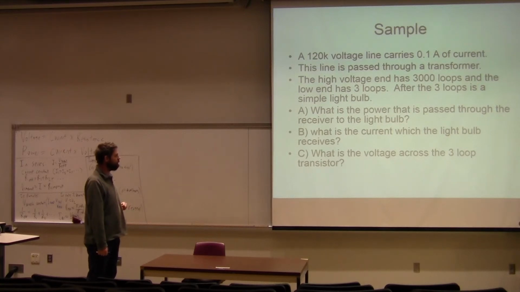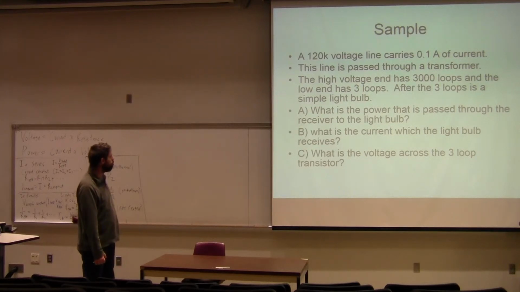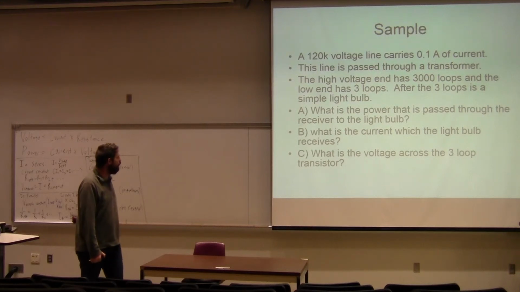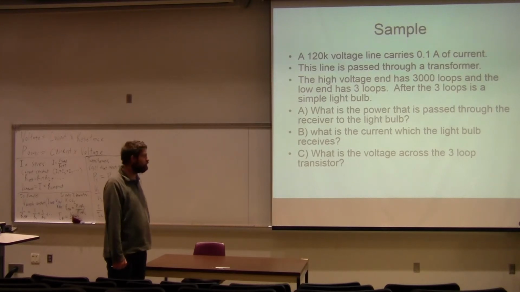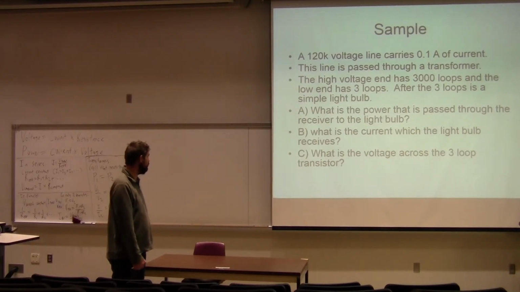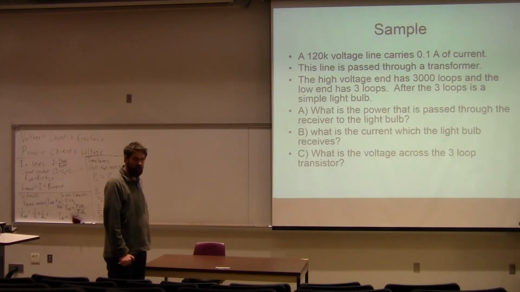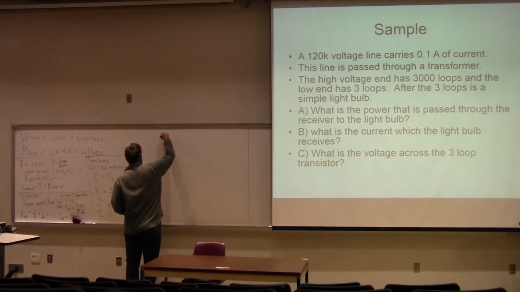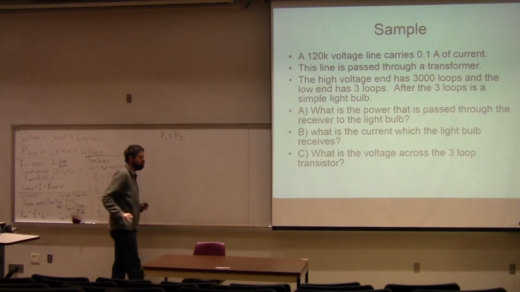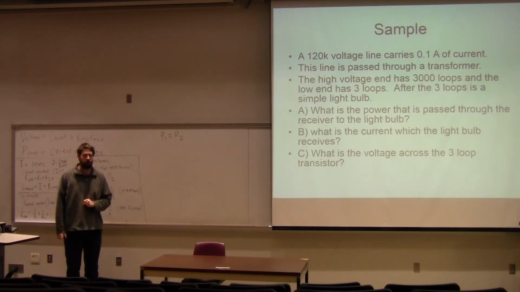So let's solve. A, what is the power that is passed from the receiver to the light bulb? Boy, I may need to explain some of this, don't I? We call the receiver the first side, usually. So what is the power that passes through the first side to the light bulb? So in order to do this, we use power 1 equals power 2. And I know at this point you're thinking, but you didn't give us power 1. That means this is not a level 1 problem. This means it's a level 2 problem.